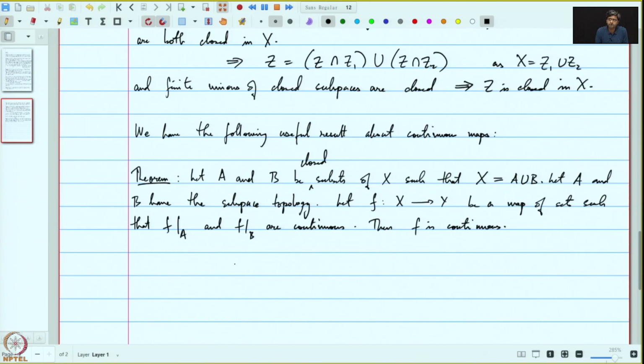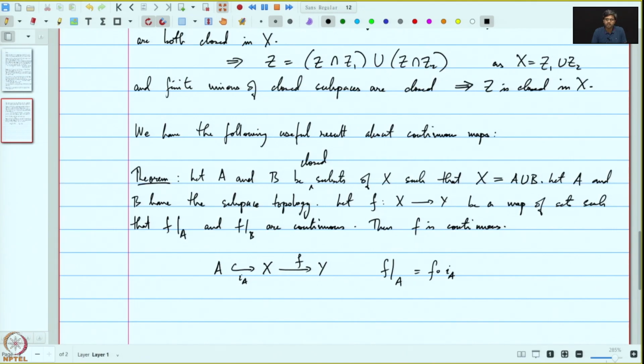So what do we mean by f restricted to A and f restricted to B? Look at this inclusion, let's call this i sub A, and this is f. So f restricted to A is simply f composed with this inclusion. So if f is continuous, then since both the inclusions are continuous, obviously the restriction is continuous. Here this theorem is telling us that if the restriction of f to both A and B is continuous, then f is continuous on X.